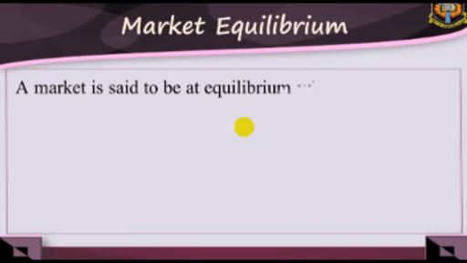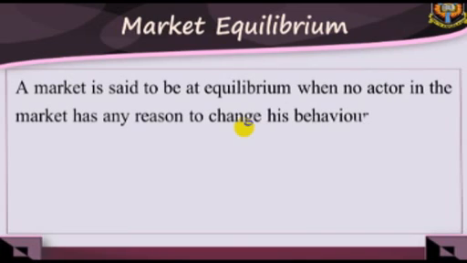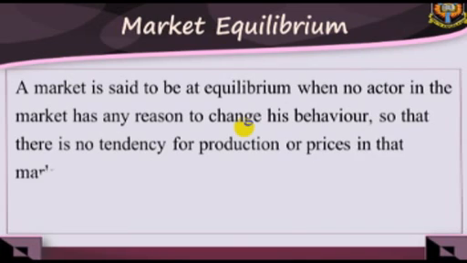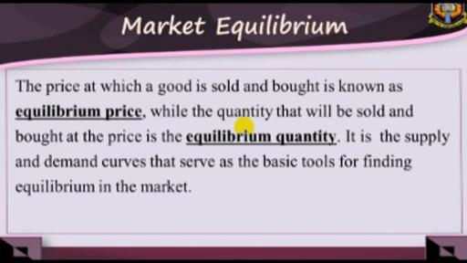Market equilibrium. A market is said to be at equilibrium when no actor in the market has any reason to change its behavior, so that there is no tendency for production or prices in the market to change. The price at which a good will be sold and bought is known as the equilibrium price, while the quantity that will be sold and bought at that price is the equilibrium quantity. It is the supply and demand curves that serve as a basic tool for finding equilibrium in the market.